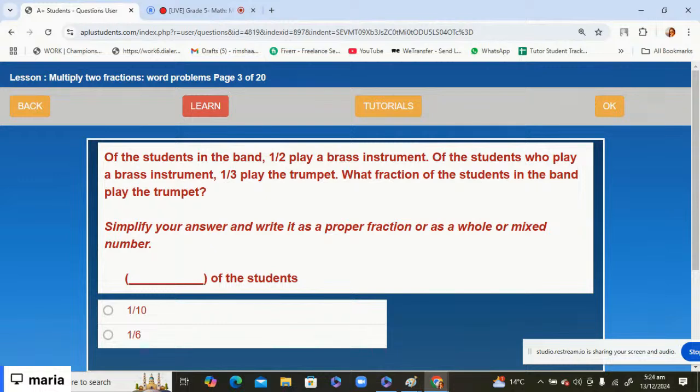Of the students in the band, 1/2 play brass instruments. Of the students who play a brass instrument, 1/3 play the trumpet. What fraction of the students in the band play the trumpet? Simplify your answer and write it as a proper fraction, a mixed number, or a whole number. Just a simple multiplication and then tell me the answer. It's 1/10 or 1/6.